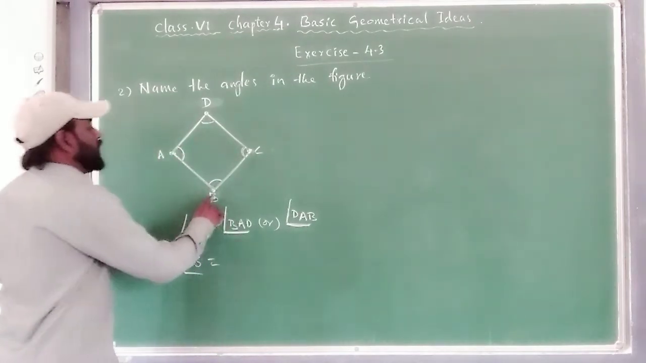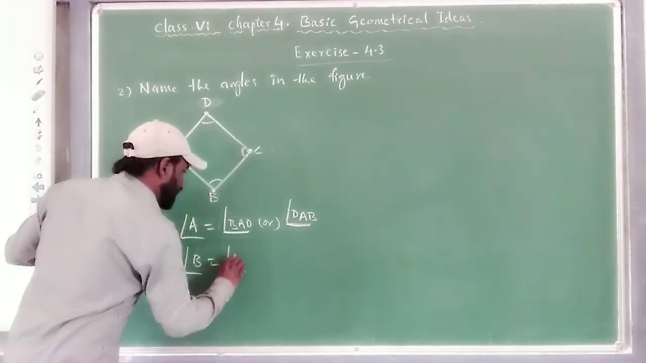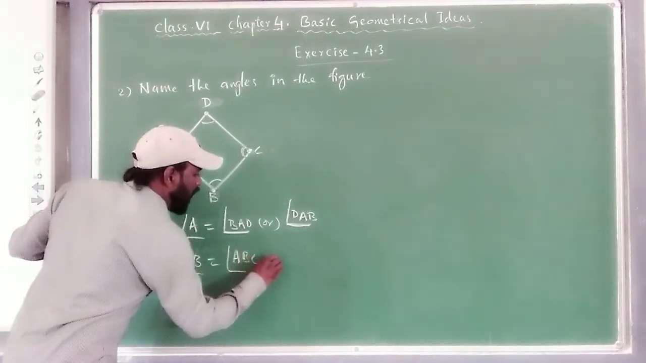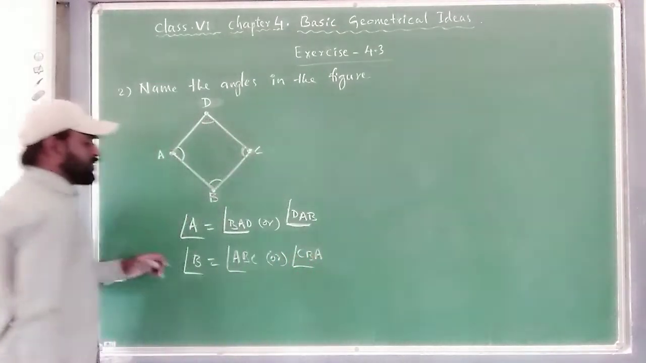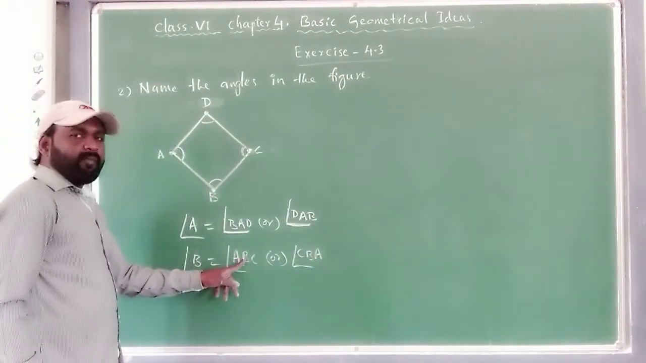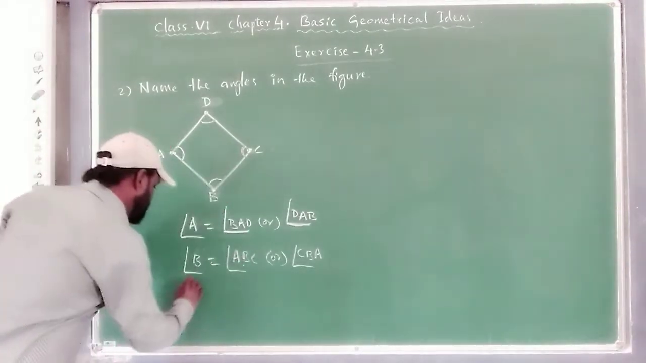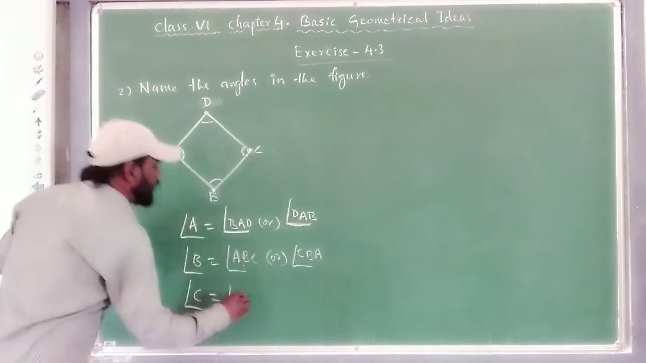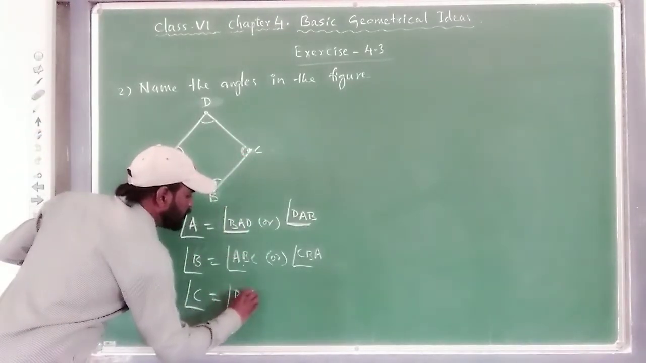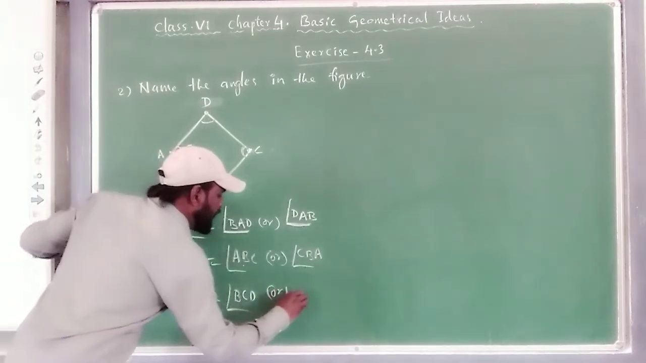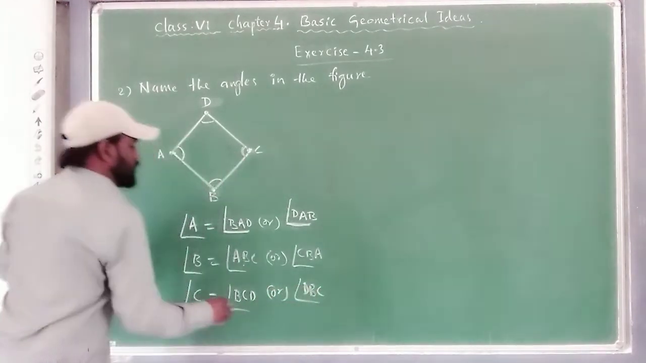Next angle B. So which is in the middle, ABC or CBA you can write. So ABC or you can write CBA. The letter which you are writing in the middle, that is the common vertex. In that place the angle is formed. Okay. The next one is C. Angle C. So you can represent this angle as BCD, or DBC. So with the two arms, DBC.